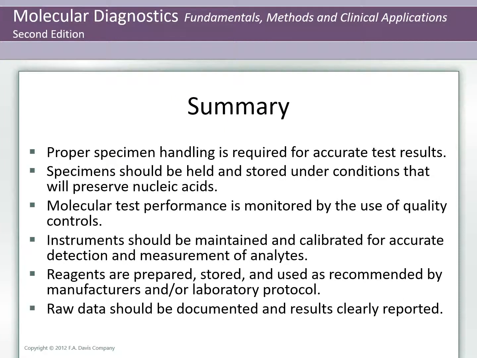In summary, important concepts regarding quality assurance in the molecular laboratory include proper specimen handling, which is required for accurate test results; proper specimen storage conditions so nucleic acids are preserved; molecular test performance being monitored by the use of quality controls; instrument maintenance and calibration for accurate detection and measurement of analytes; proper reagent preparation, storage, and use as recommended by the manufacturers and/or laboratory protocol; and finally, appropriate documentation and reporting of final results, including saving raw data and clearly reported test results.